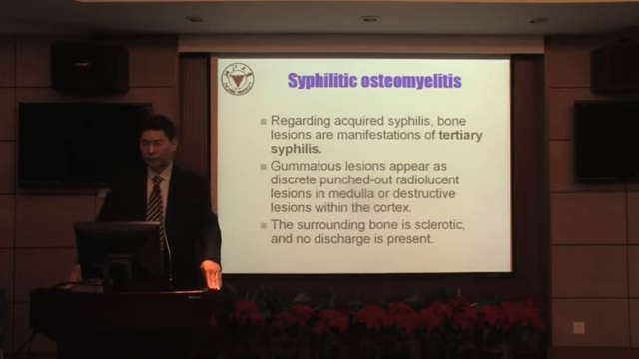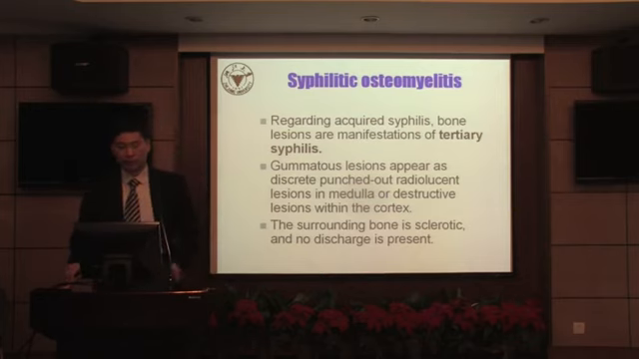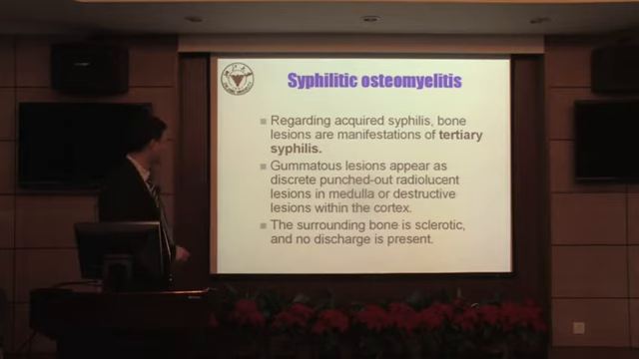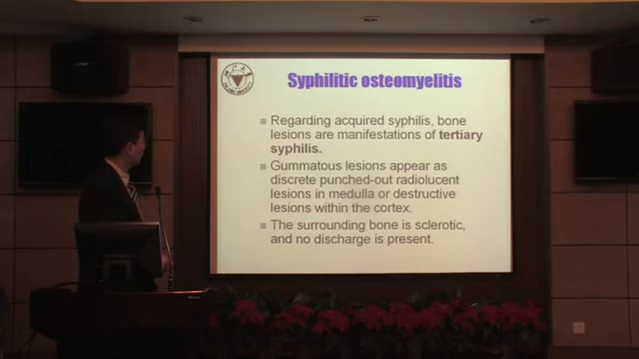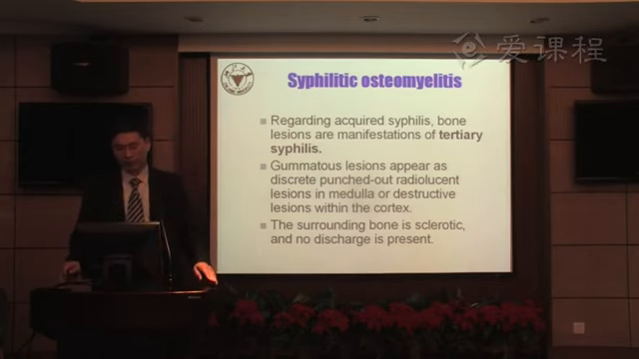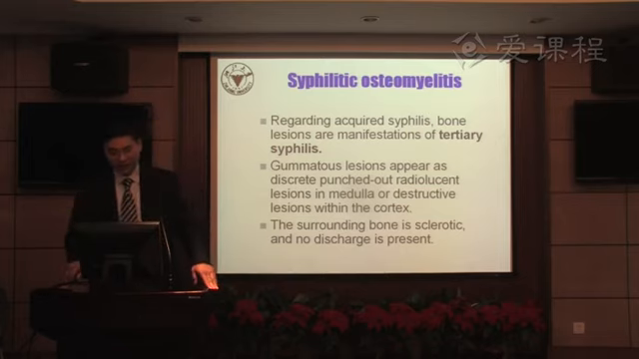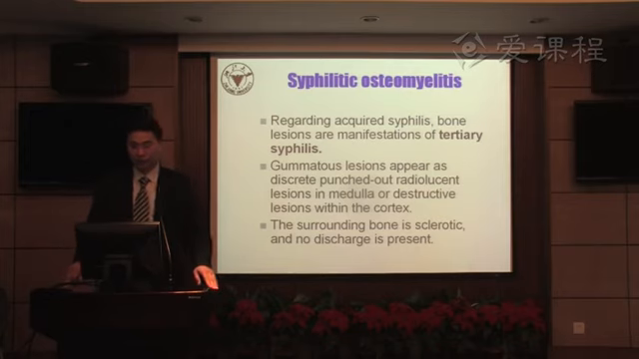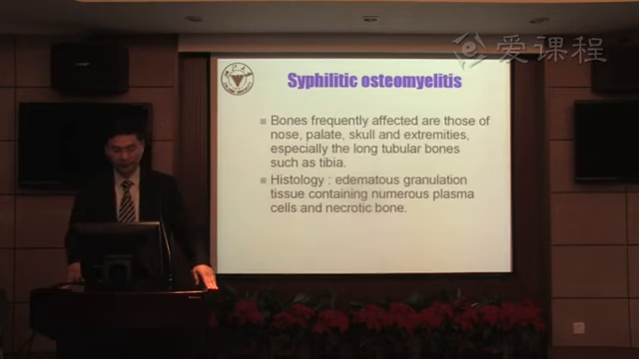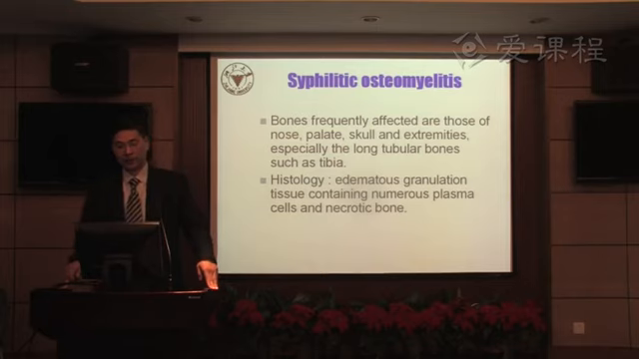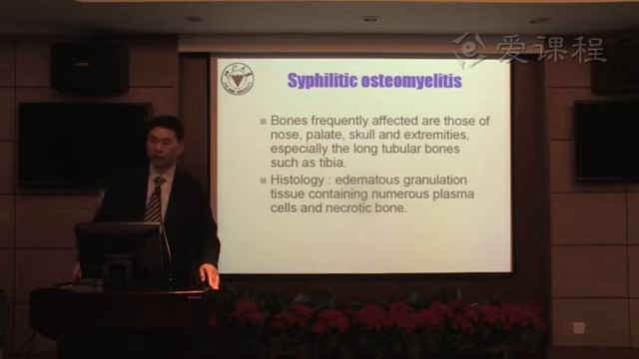Regarding acquired syphilis, bone lesions are manifestations of tertiary syphilis. Granulomatous lesions appear as discrete punched-out radiolucent lesions in the medulla or destructive lesions within the cortex. The surrounding bone is sclerotic and no discharge is present. Bones frequently affected are the nose, palate, skull and extremities, especially the long tubular bones such as the tibia.